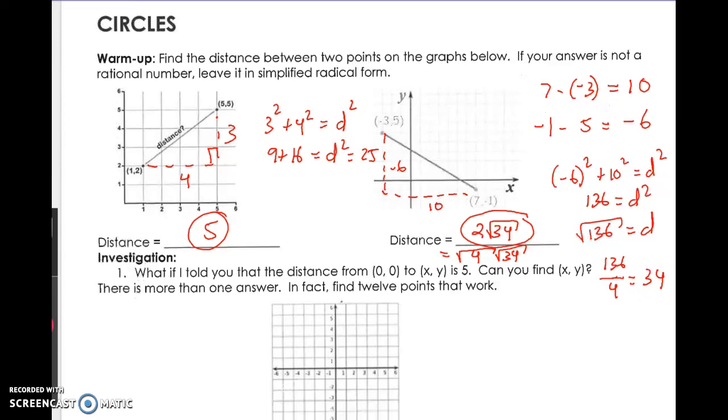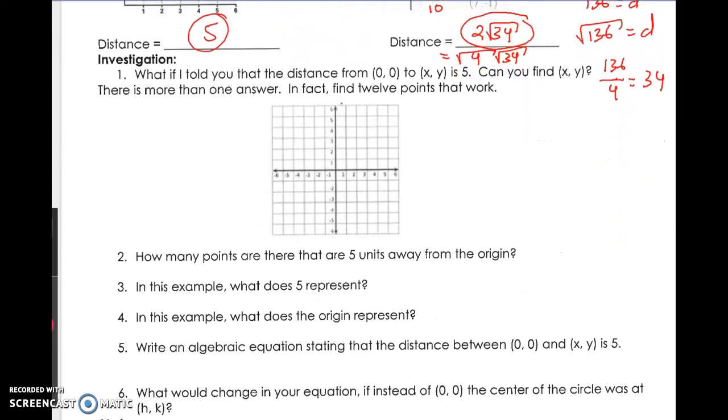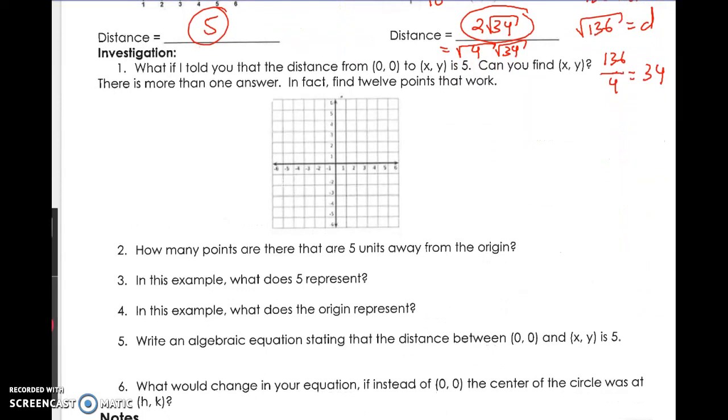All right, so now we're going to do a little bit of an investigation here. We want to find the distance from 0, 0 to x, y, and we know that it's 5. The question is, could we find out what x and y is? We're going to find 12 points that work.